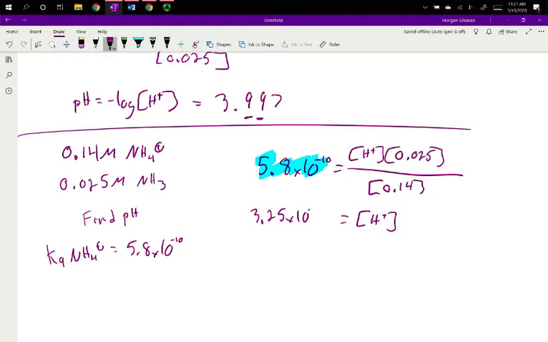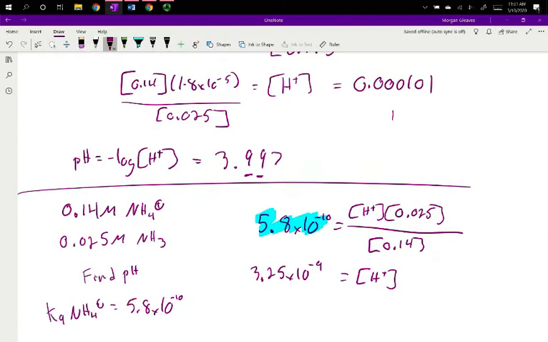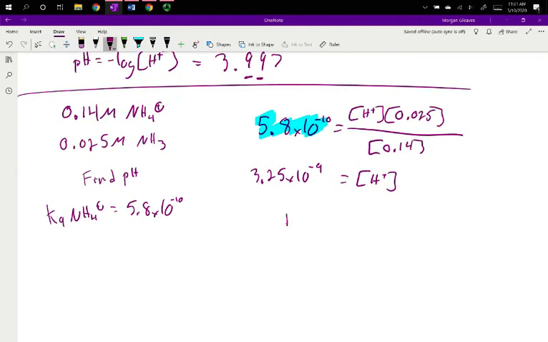I get 3.25 times 10 to the minus 9. Previously, we had 1.01 times 10 to the minus 4. So 5 powers again. For 5 powers smaller H+ to make up for the 5 powers difference in our Kas. If I try to find the pH of that, the negative log of 3.25 times 10 to the minus 9.